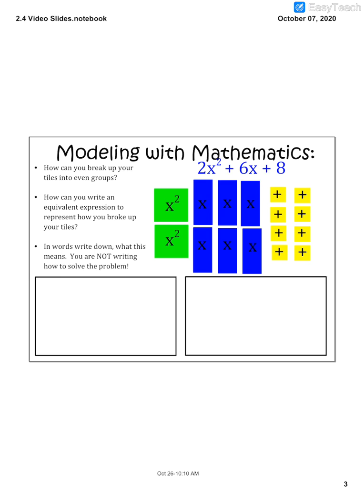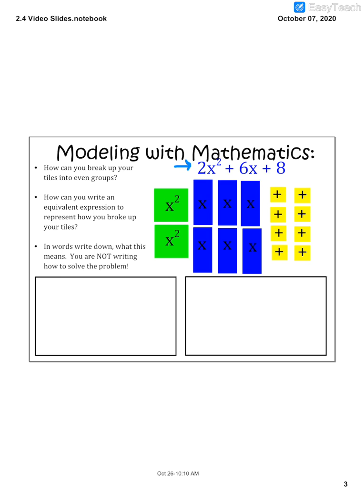Okay, so modeling with mathematics. How can you break up your tiles into even groups? So right now I'm given this expression, 2x squared plus 6x plus 8. So I see it's modeled below. 2 of the x squareds is the green tiles. I have 6 blue tiles and I have 8 smaller tiles. So if I want to break it up into even groups, I'm going to see how I could split this between the 2 boxes. So I'm just going to draw the tiles.